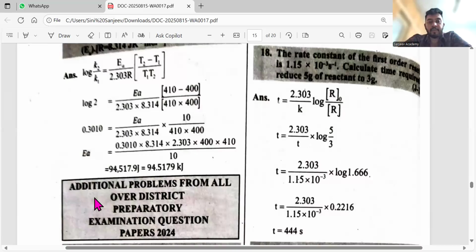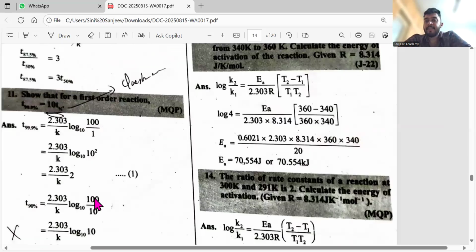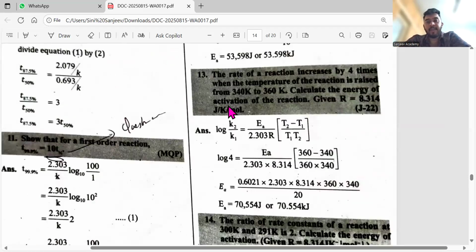So you got the idea, right? Normally it will be doubled, 4 times, 9 times, all of those things. So K2 by K1 will be 9, just like that. The rest of everything is kind of the same.